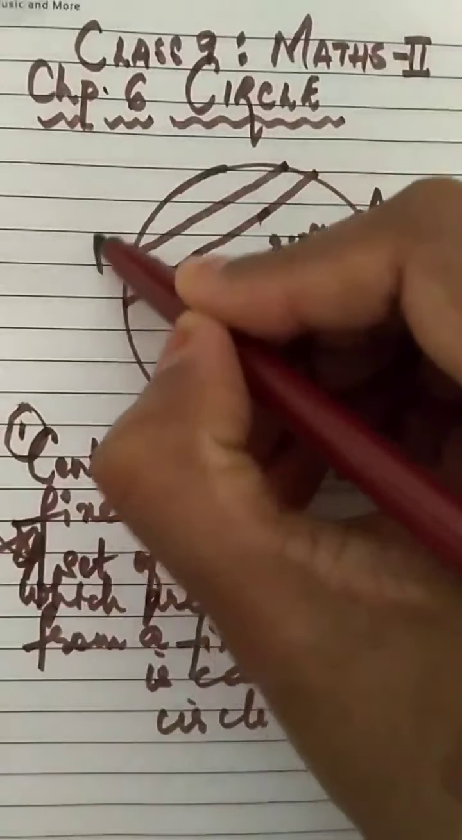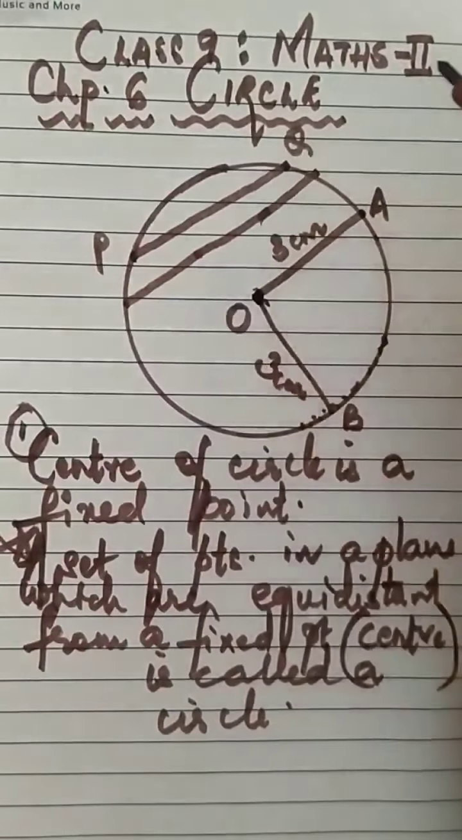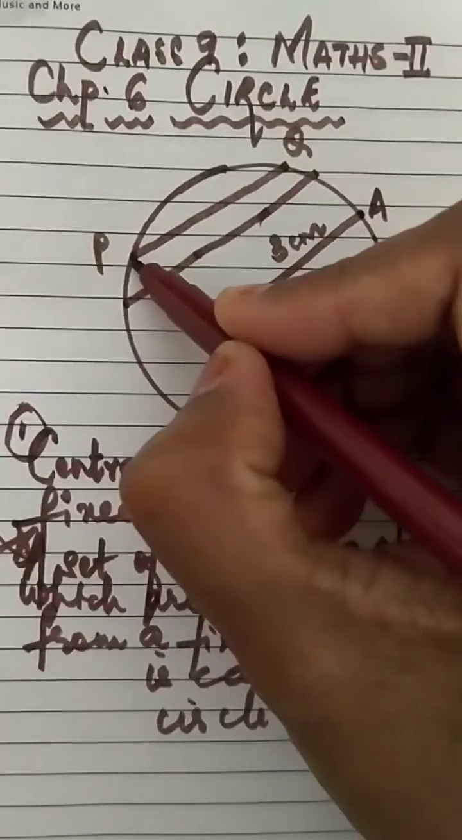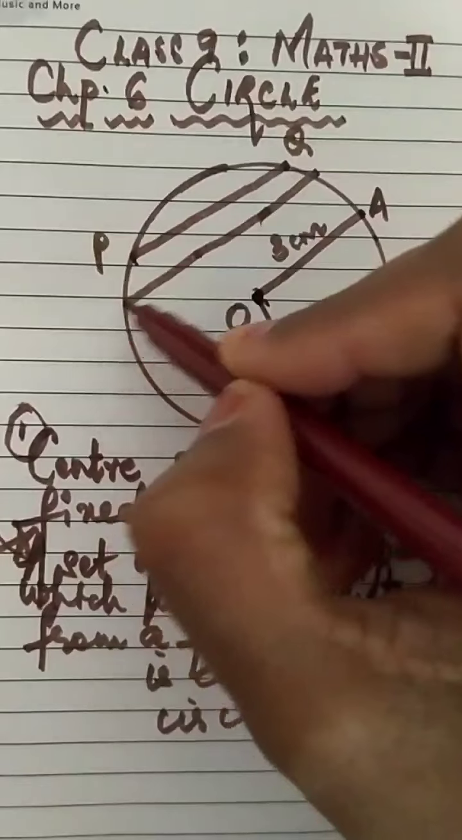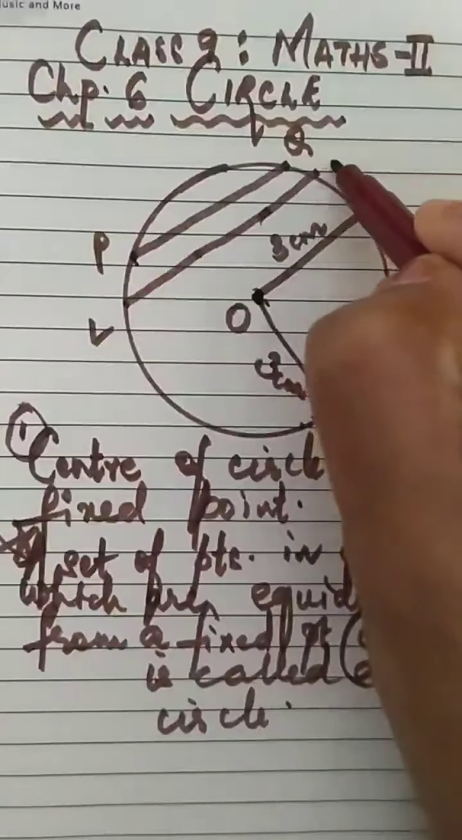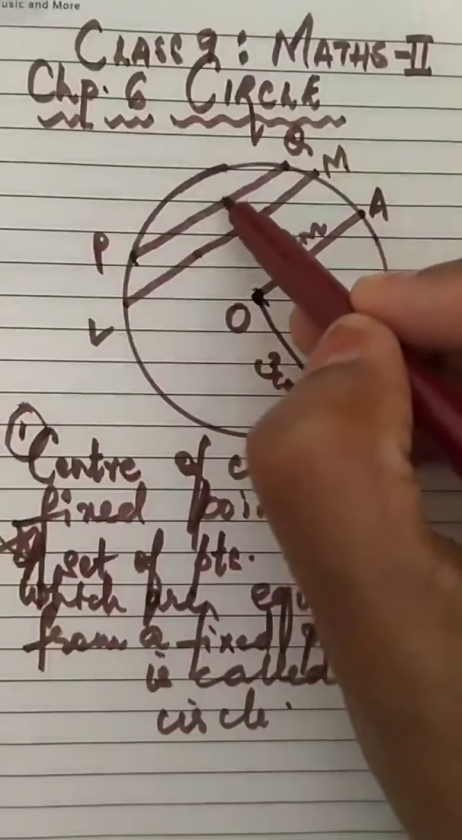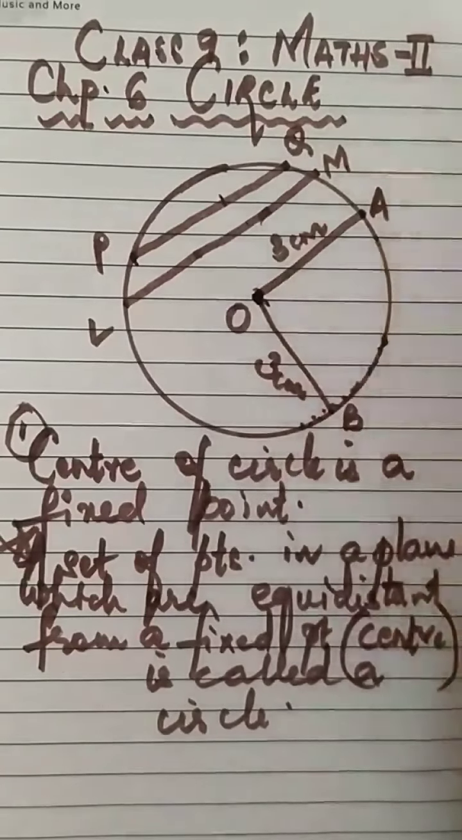So I will name a chord. Let me take this as chord PQ. This is a chord. Both points P and Q are on the circle. Another chord I'll take. Here I'll take LM. This is also a chord. Now PQ chord is smaller than chord LM.